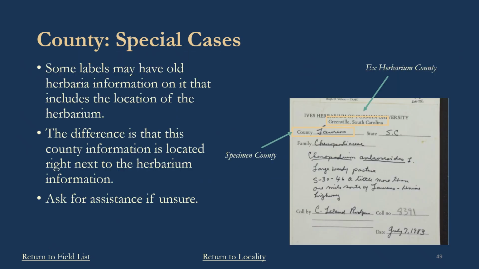Some labels may have old herbaria information on it that includes the location of the herbarium. Here's an example. This specimen is currently housed at USCH, but it was from the Ives Herbarium in Greenville County when the label was made. The county of the herbarium is right next to the ex-herbaria information. However, this can be confusing, so if you are unsure, please ask for assistance.